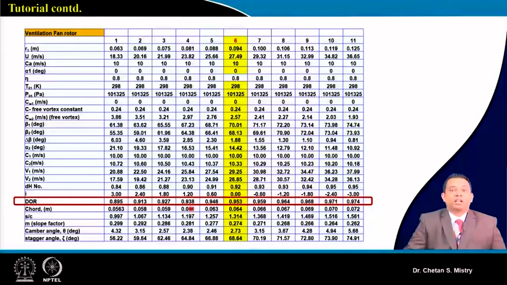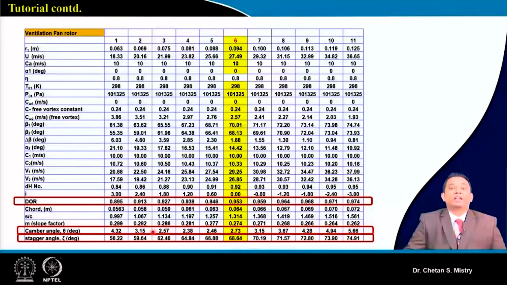Just understand, do not say, sir, this is not a stage, but we can say we are doing our whole diffusion using the rotor. So this definition can be applicable in order to realize how we are doing our diffusion with the rotor. Now here in this case, my camber angle is varying all the way from 4 degree to almost 5.66 degree. At the same time, the stagger angle is coming on a large side.